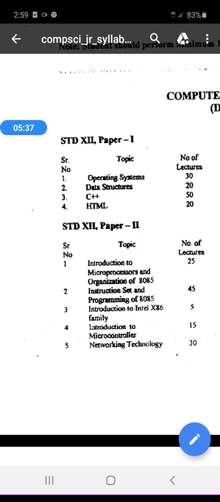So in the next lecture we are actually going to start with the theoretical topic of Paper 1, that is operating system.